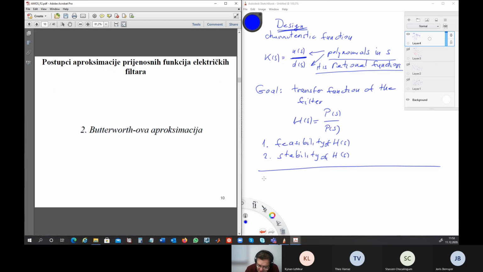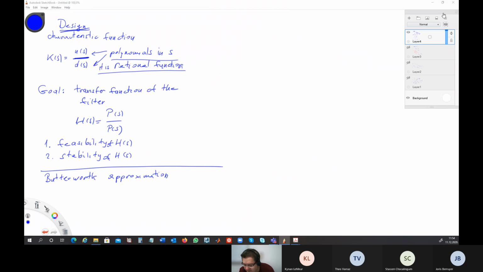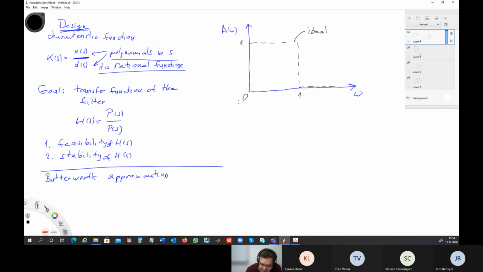So we continue with Butterworth approximation. Why do we call it approximation? Here is our ideal brick filter, and it is not possible to realize it. Then we will try to approximate it.